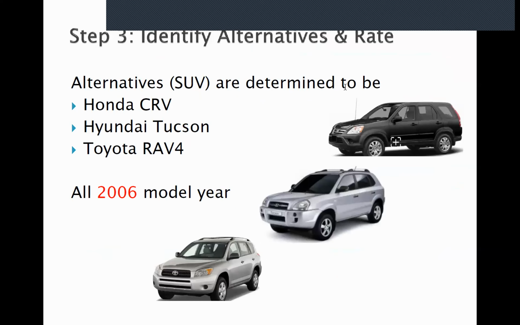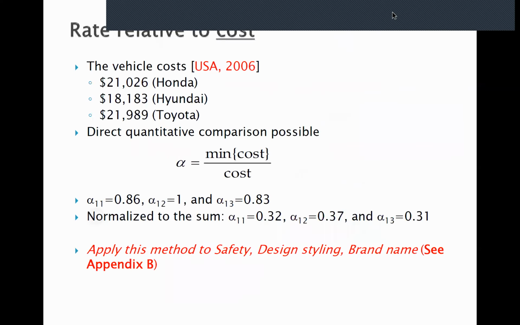So here there are 3. It seems that the author of the text prefers to have an SUV, and there are 3 options here: Honda CRV, Hyundai Tucson, and Toyota RAV4. All are 2006 models. Here you can see the cost, and we are going to show here how to make the decision matrix for cost only. You can apply that to other criteria, of course.